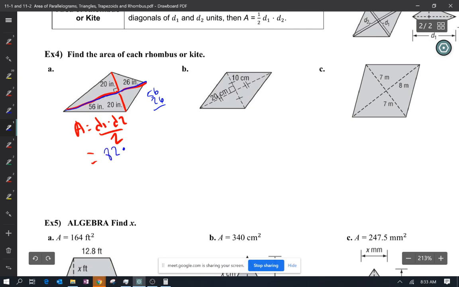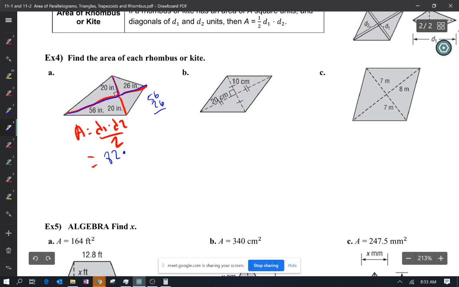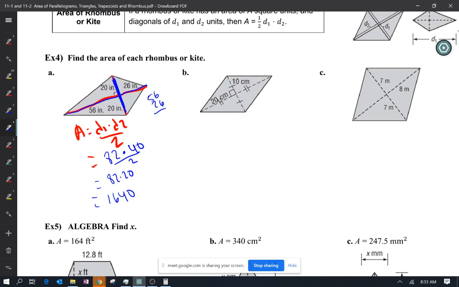82 times diagonal 2, this darker blue line, that's 40. And divide by 2 because it's going to end up being a triangle. So 82 times 20 is 2 of that, 164 with the 0. So 1640. Someone check my math for me, please. Does that look good? Well, since someone's speaking up, I guess that's right. But that's all you do. Diagonal 1 times diagonal 2 divided by 2.